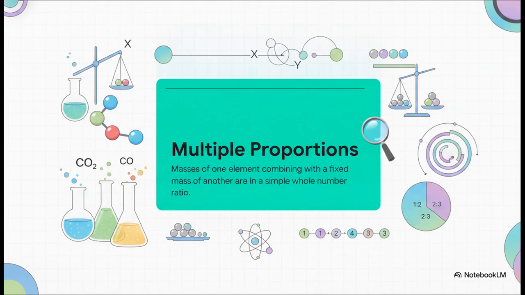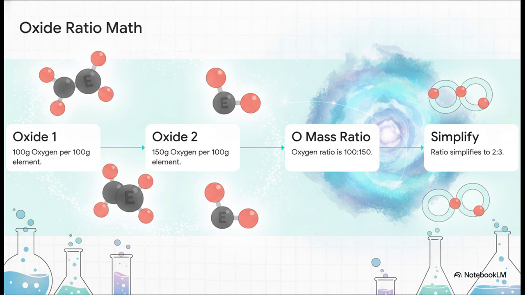Let's break down a tricky percentage-based numerical that often trips students up on exams. Say we have an unknown element forming two different oxides. In step 1, oxide 1 is 50% element and 50% oxygen. That means 50 grams of oxygen for every 50 grams of the element. Now, if we fix the element's mass to 100 grams, that means we have 100 grams of oxygen.